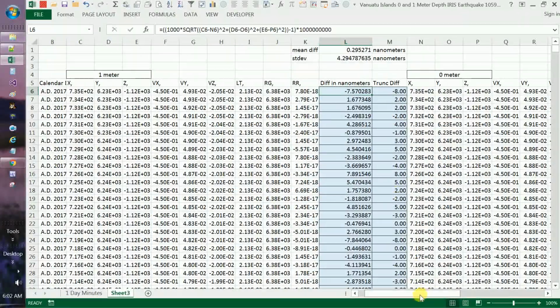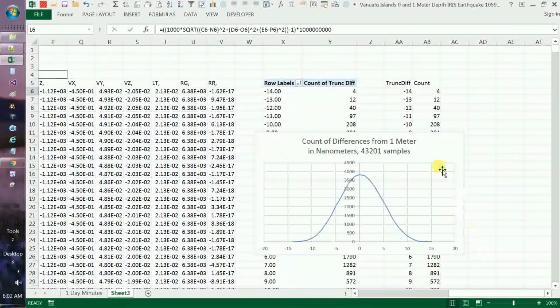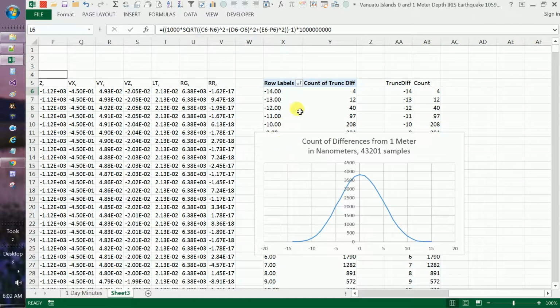And the standard deviation is consistent. I truncated them so that I could count them, and I did a standard crosstab in here and counted the truncated distances, and you can see they go up to roughly plus or minus 15 nanometers, and then they're normally distributed in here, which is what I was looking for. The error should be because of rounding and, basically, the whole apparatus of their calculations. I'm just checking to see if it's consistent in there.